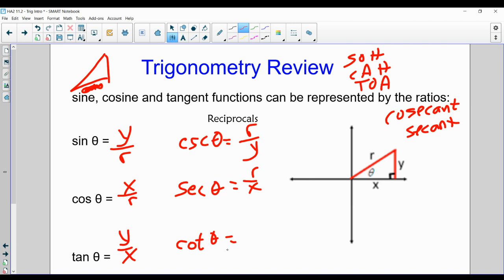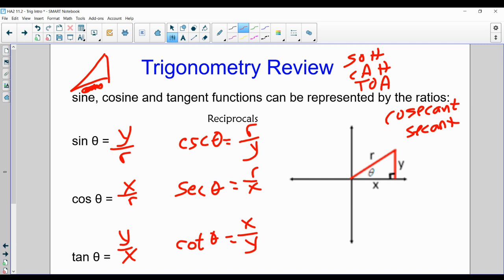Please don't say cot or sin. Sine, cosine, tangent, cosecant, secant, cotangent. And those are the ratios. Now it's great if you memorize these over here, but if you know that sine and cosecant are reciprocals and you know sine, all you have to do is take it and flip it over.